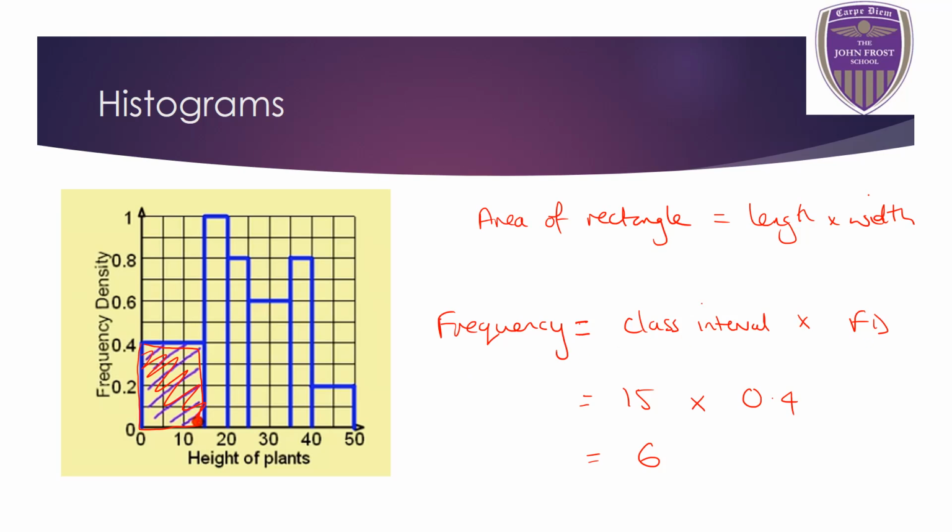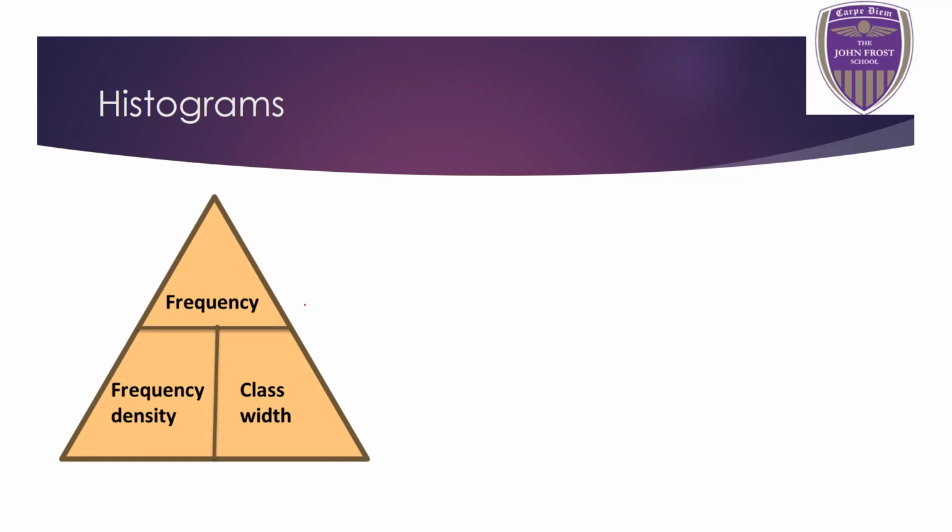Okay, and we've used triangles like this for things like speed, distance, and time, etc. So it might be a good idea to copy that down as well. So that means if we want the frequency, then we do frequency density times by class width, right? If we want the class width, then we do frequency divided by frequency density. And if we want frequency density, we do frequency divided by class width. So if you can remember that triangle, it'll really help you in terms of answering questions to do with histograms.